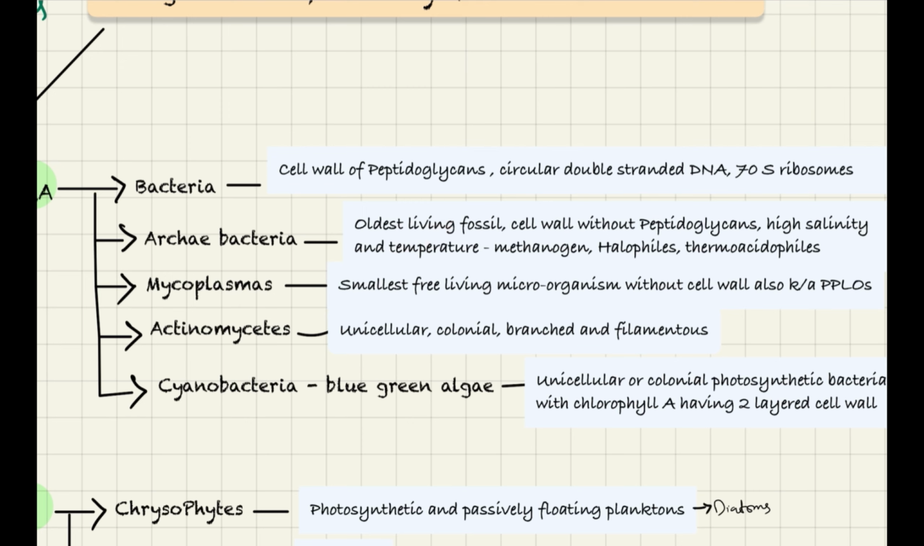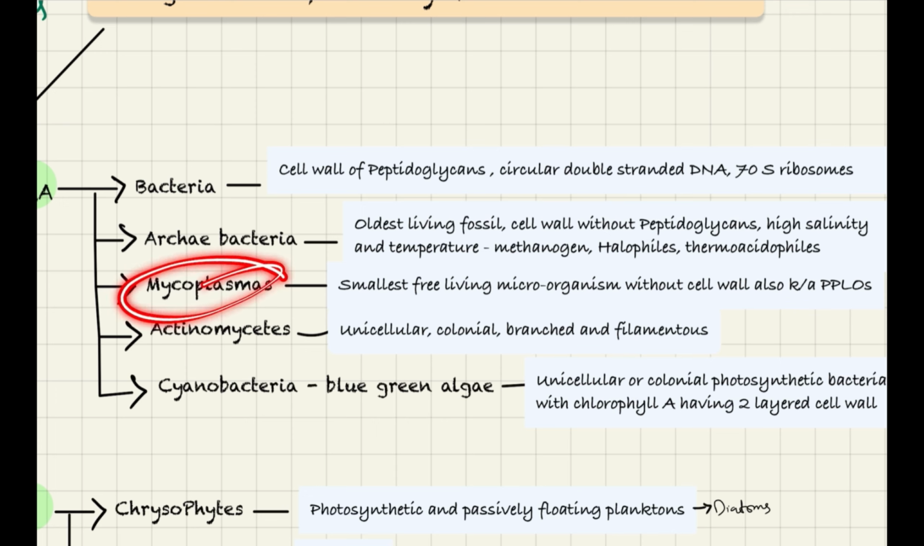This is the hallmark, and they are majorly of three groups: methanogens, forming methane, found in the gut of ruminants; halophiles, in high salinity conditions; and thermoacidophiles, living in higher temperature ranges and in highly acidic conditions, even up to pH 2.